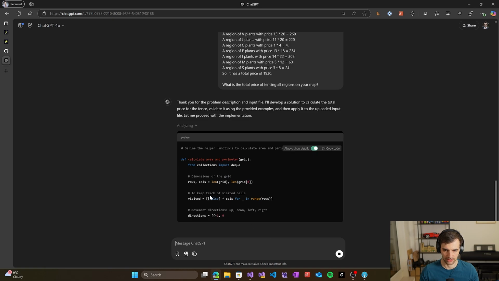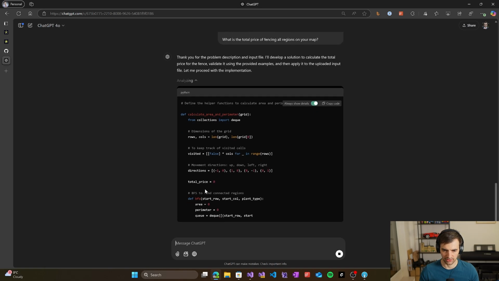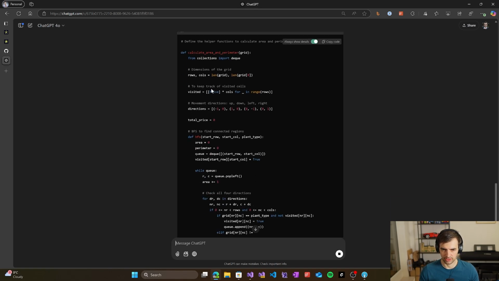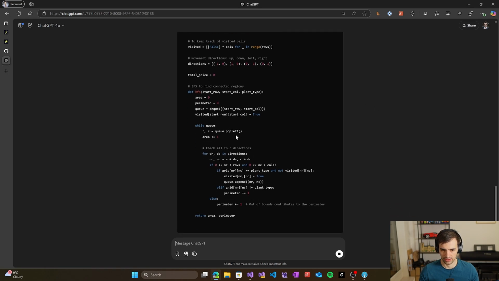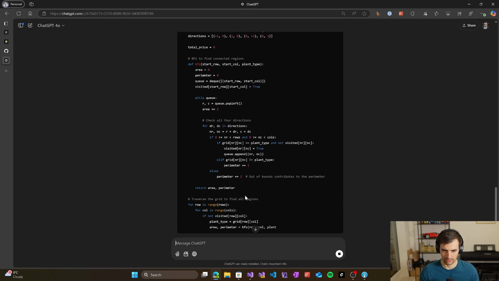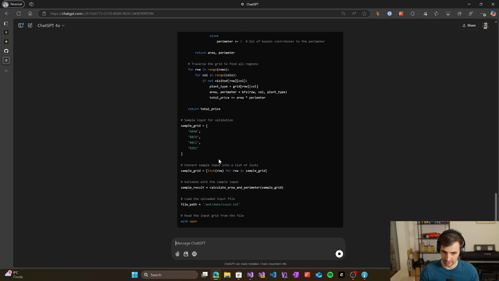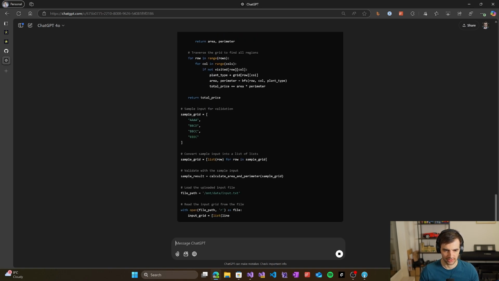Right, so far it's starting very similar to what I've done. Breadth first search, so kind of a flood fill algorithm. Visited, tracking the visited cells. So far exactly the same thing as what I was doing. So it's validating against a sample input, which is nice.